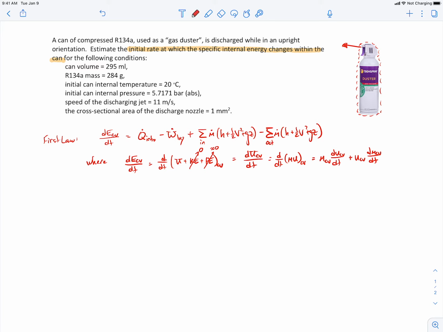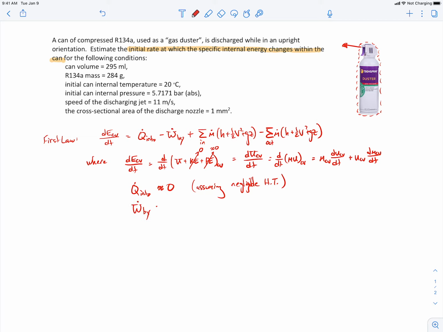The heat transfer term, I'm going to set about equal to 0. I'm assuming negligible heat transfer. That's an engineering assumption. Certainly there will be some heat transfer across this boundary, but I'm assuming that it's very small. So that's an engineering assumption that I think is reasonable, so I'm going to set that equal to 0.